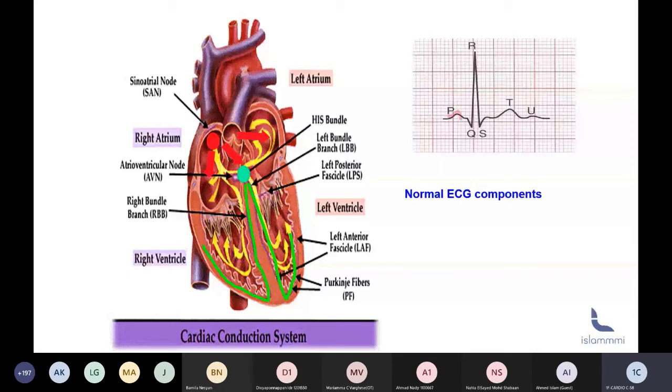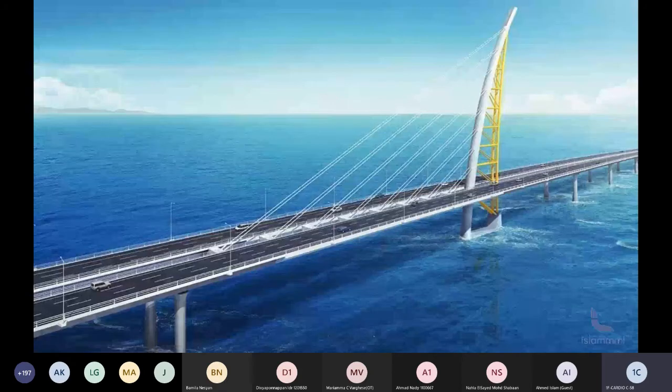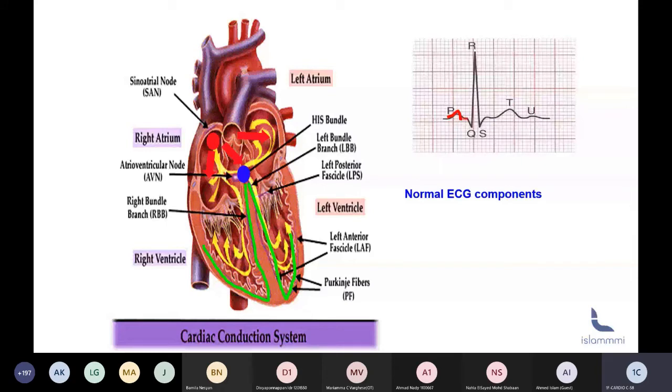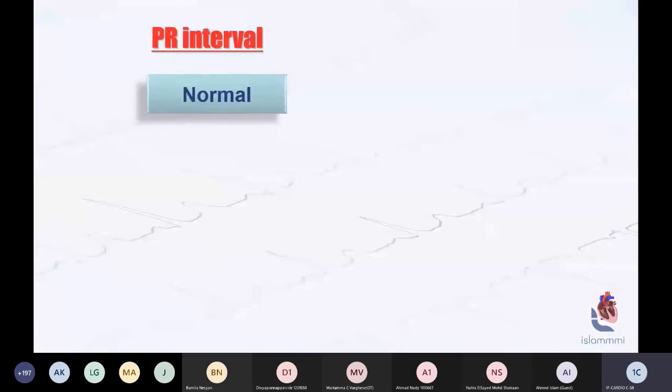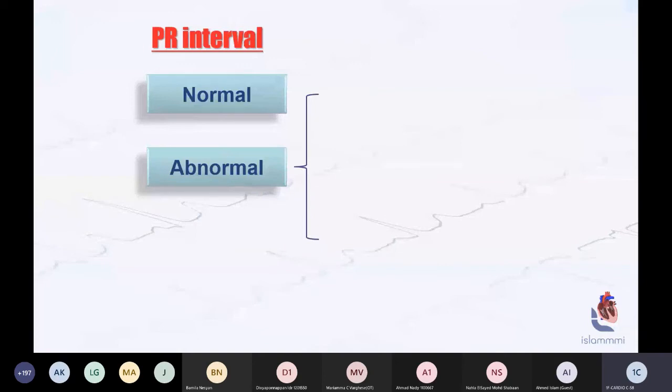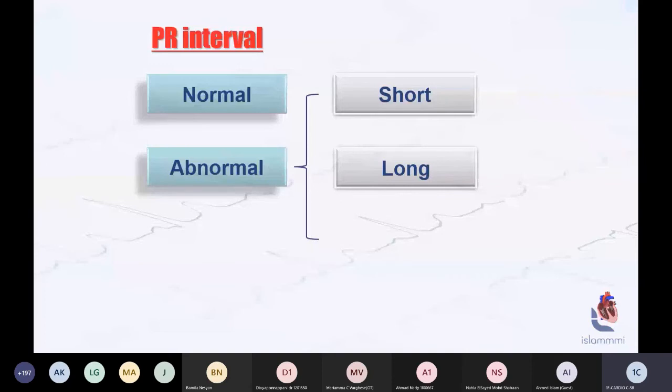So if you go across this bridge in a very fast car, you might be caught by the speed camera. Very slowly, and you make a traffic jam behind you. That's why we always have to know the normal range. We have a normal PR interval and an abnormal PR interval. In case of abnormal PR interval, it might be short, it might be long, or, as we said, it might be variable.